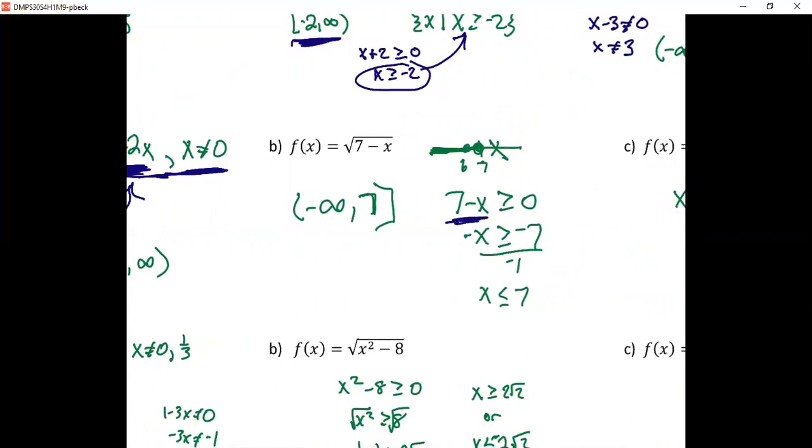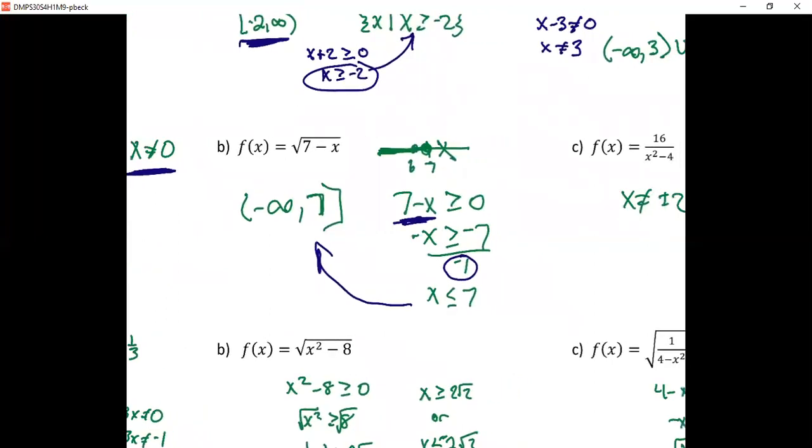For part B, you can see the algebra that I did here. I set 7 minus x greater than or equal to 0. Solving the inequality, if I divide by the -1, then that means that I'm going to have to flip the inequality sign around. And that inequality sign translates to looking like that in interval notation.